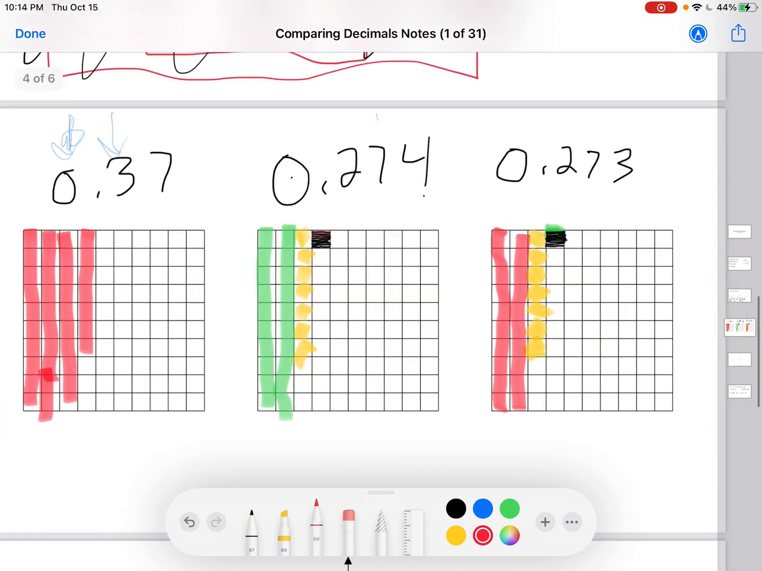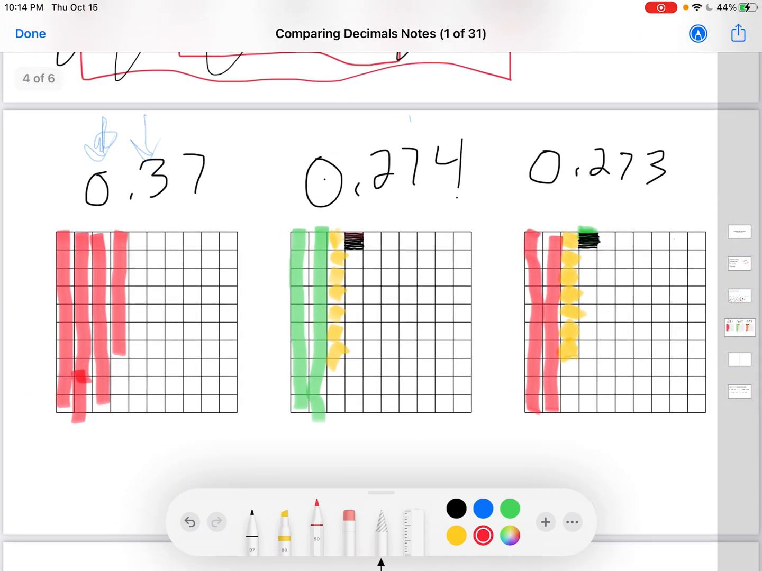Okay, let's compare these two. 0 tied with 0. 2 tied with 2. 7 tied with 7. 4 is bigger than 3. So just do that. Look at each digit one at a time. Look at ones with ones, tenths with tenths, hundredths with hundredths, thousandths with thousandths, until you find a difference. As soon as you find a difference, stop looking.